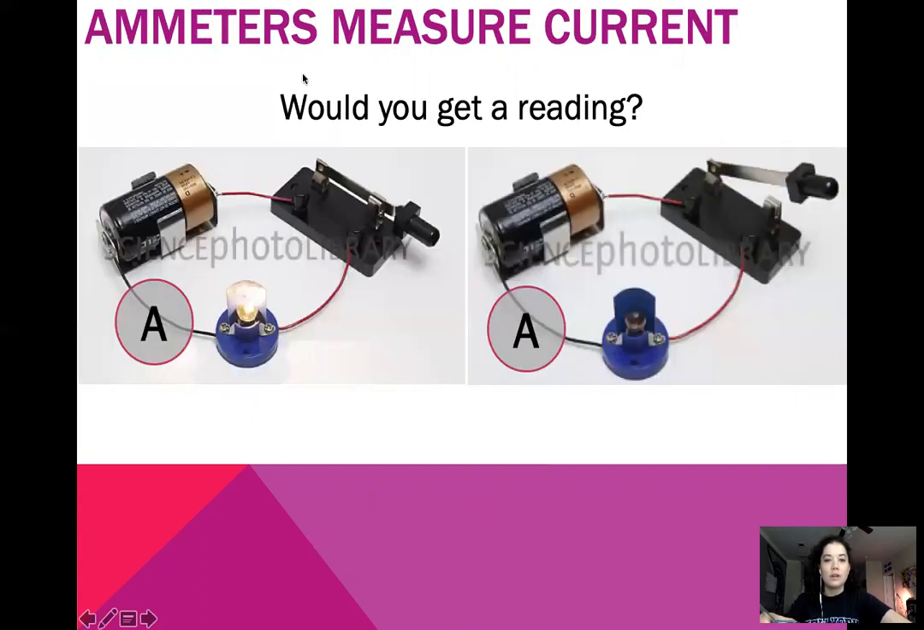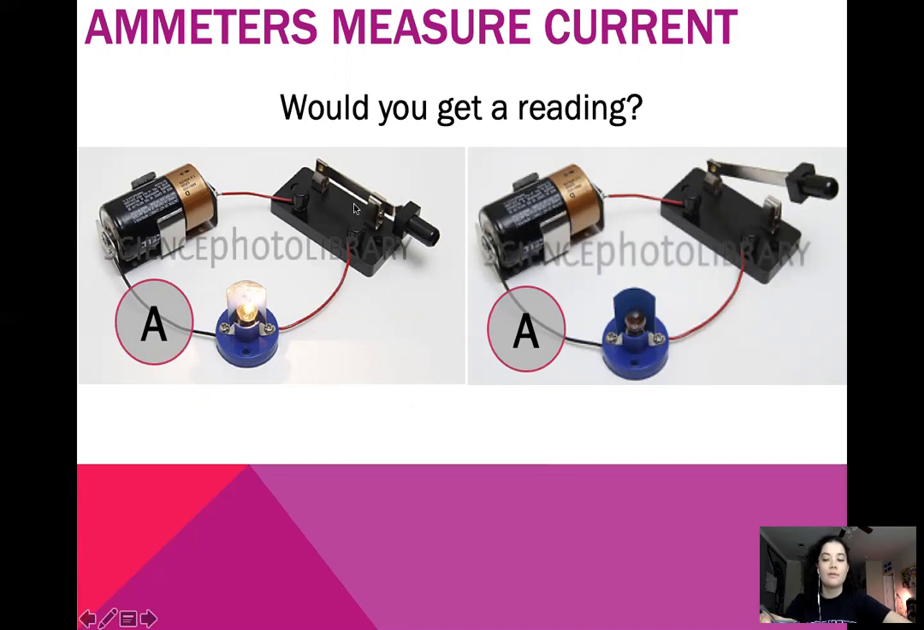I want you to look at this first problem and tell me, if we put an ammeter right here, would we get a reading on it? Think about it and tell me yes or no. Hopefully you said yes, the current is clearly flowing through the circuit. I see that the switch is closed, the light bulb is on, which means current is moving. For an ammeter to get a reading, the current has to be moving through it.